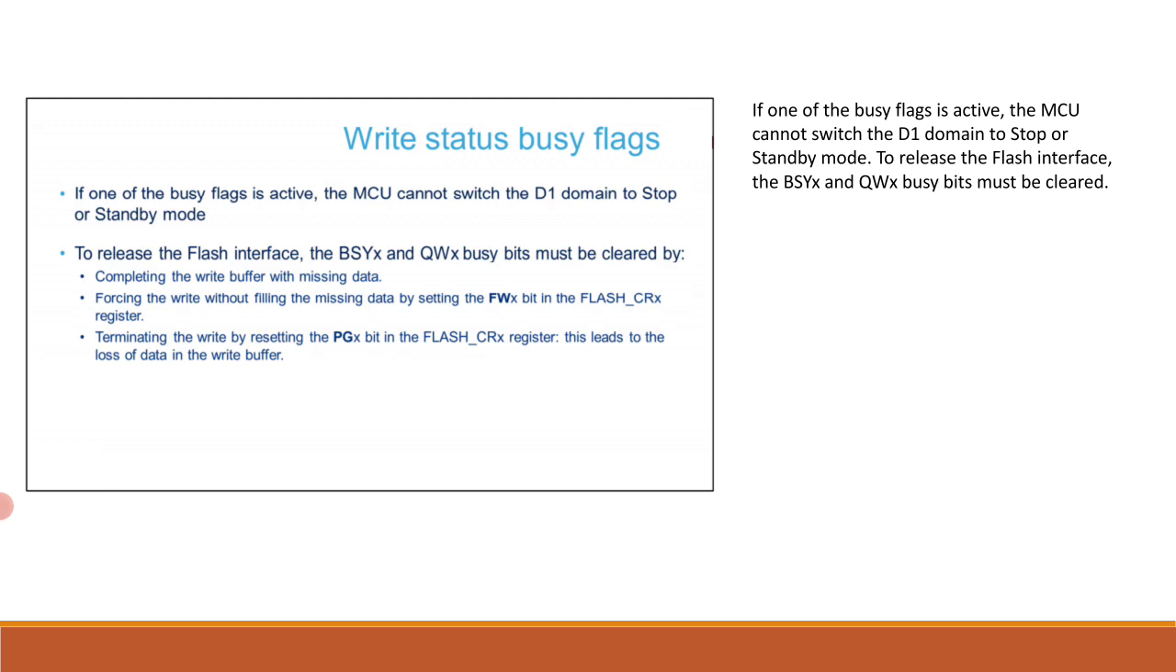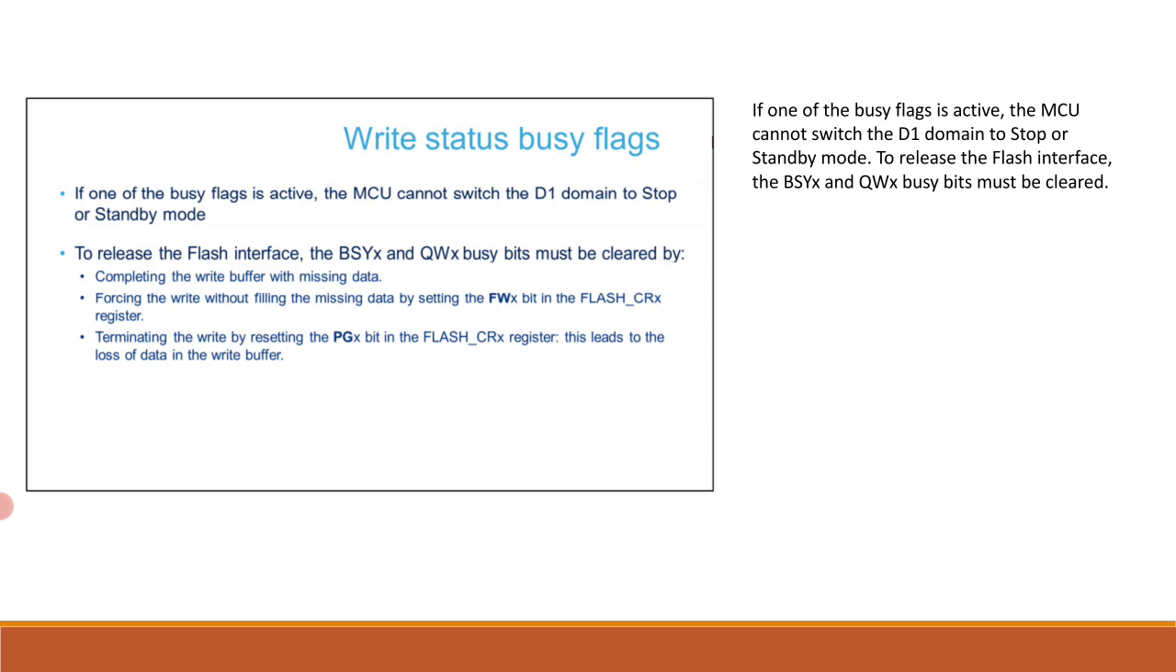To release the flash interface, these must be cleared. Complete the write buffer with missing data, forcing the write without filling the missing data by setting the FW bit in the FLASH_CR register, and terminate the write by resetting the PG bit in the FLASH_CR register. This leads to the loss of data in the write buffer.